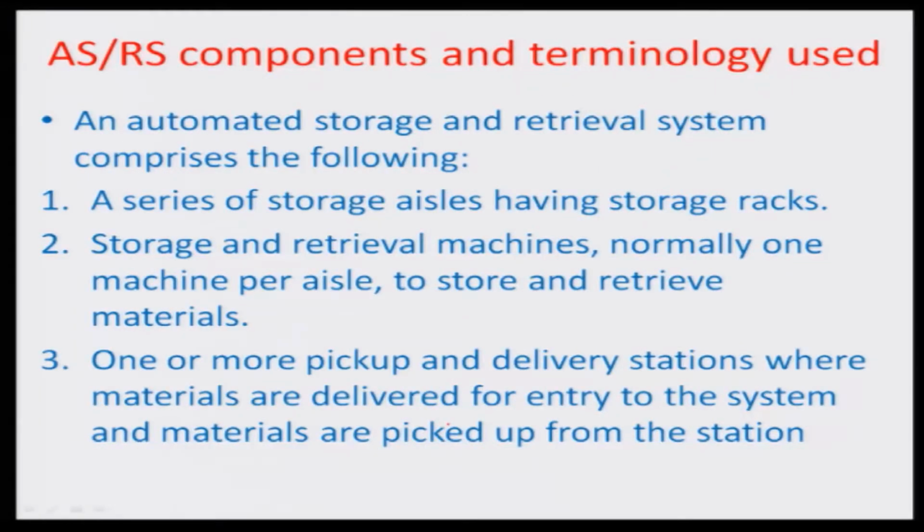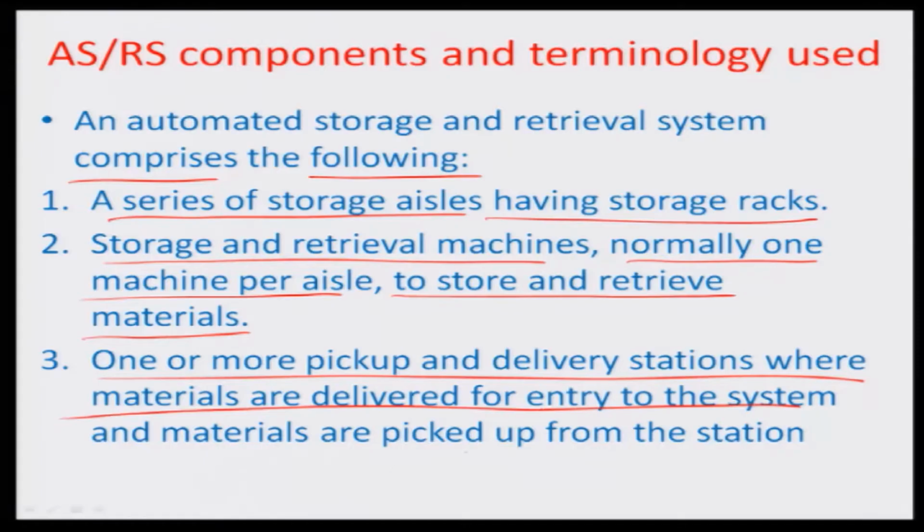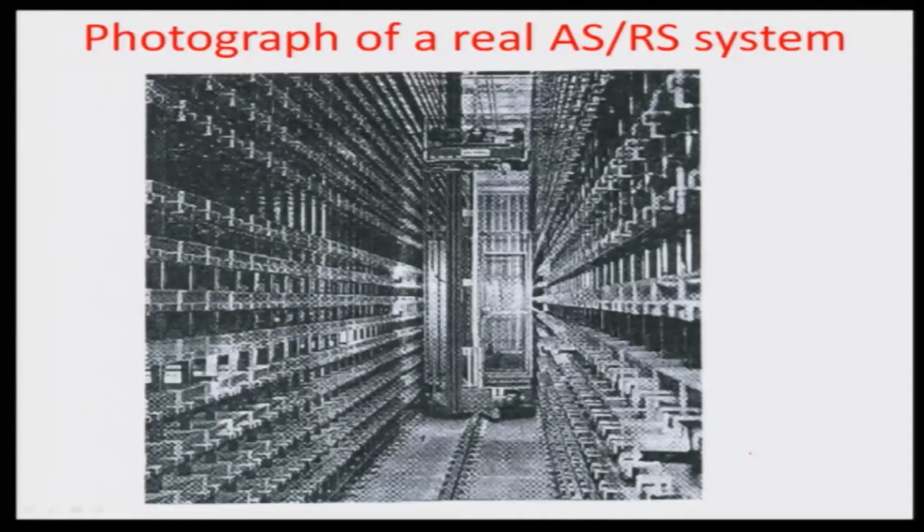An automated storage and retrieval system typically comprises the following. One is a series of storage aisles having storage racks, and also storage and retrieval machines, normally one machine per aisle to store and retrieve the material. Then there are one or more pickup and delivery stations where materials are delivered for entry to the system and materials are picked up from the system. This for example shows such a delivery point.